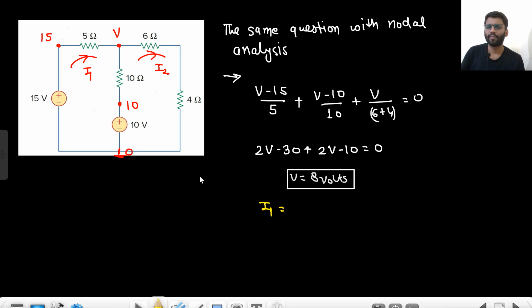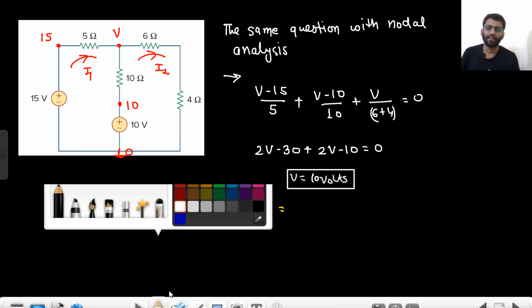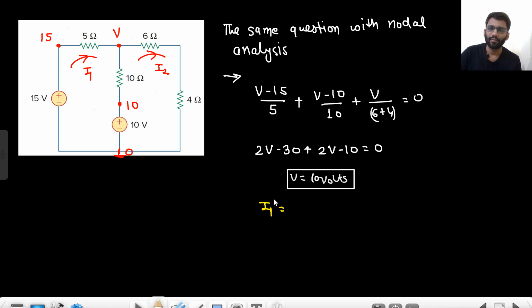Am I solving it right? V1 minus 15 by 5, V1 minus 10 by 10 plus V1 by 10. Okay. So 2V minus 10 equals 2V minus 30. So it will be 4V minus 40. So V would be 10 volts. Now I need to find the value of I1. So I1 will be 15 minus 10 by 5. That means 1 ampere.